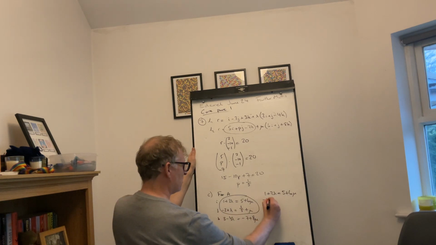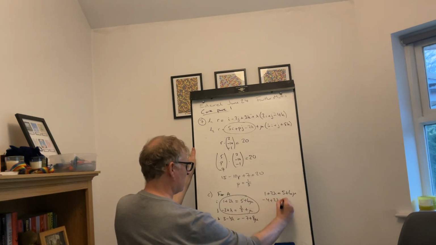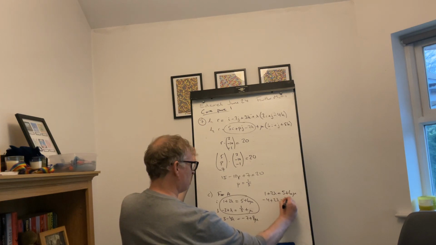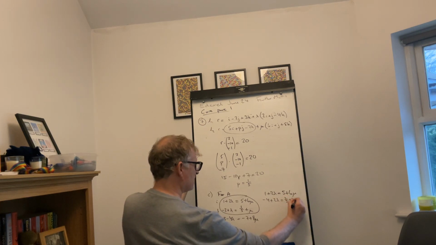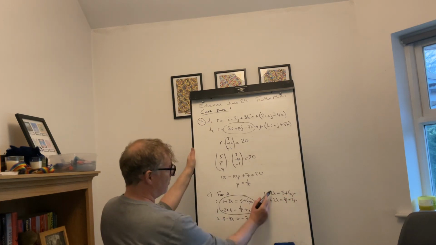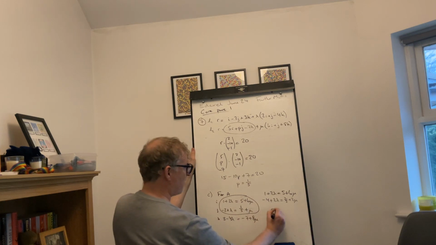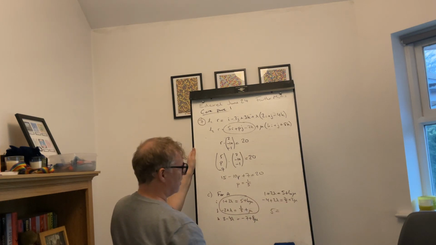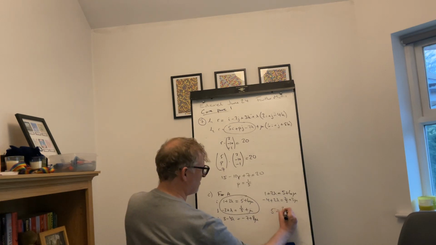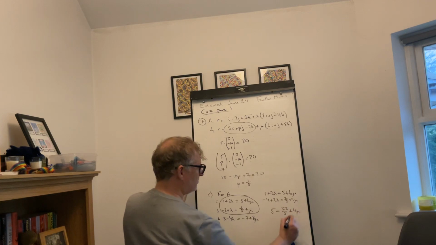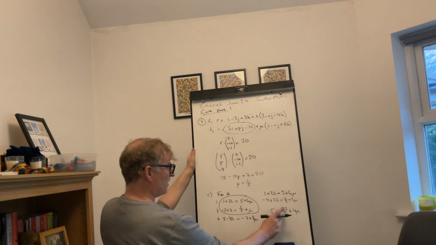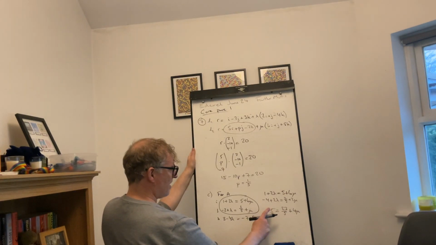Times that by 2: minus 4 plus 2 lambda equals 2/5 plus 2 mu. I'm regretting not reaching for my calculator here. Both have 2 lambda, so I can subtract, so I get 5 equals 4 3/5, 23 over 5, plus 4 mu. Oh god, that's horrible. So take that over there.